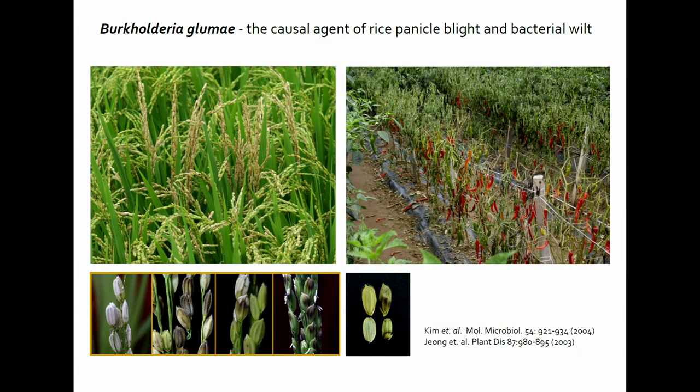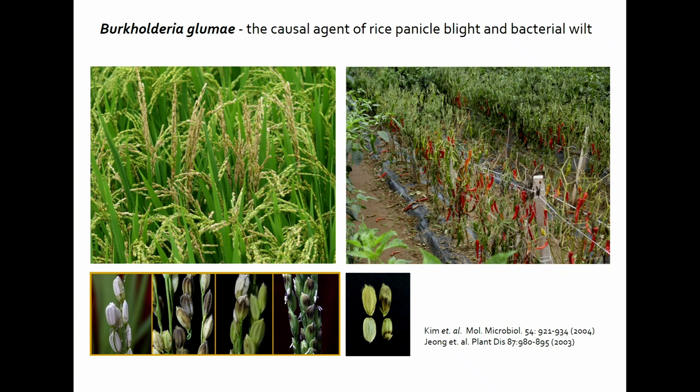So Burkholderia causes disease in rice. It causes rice panicle disease and also causes bacterial wilt on many field crops like hot pepper. And this bacterium produces a notorious toxin, so-called toxoflavin. It's very toxic to plants because this toxoflavin is photosensitized. So under light, they produce lots of radicals. It can be very, very toxic to rice.